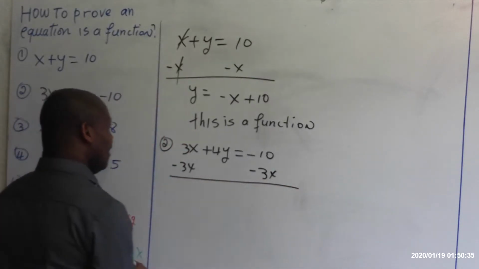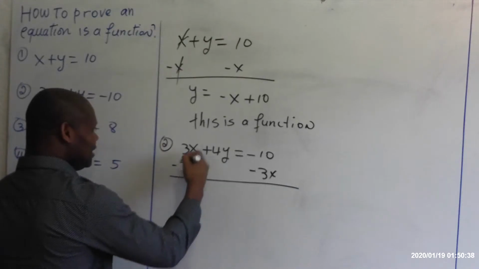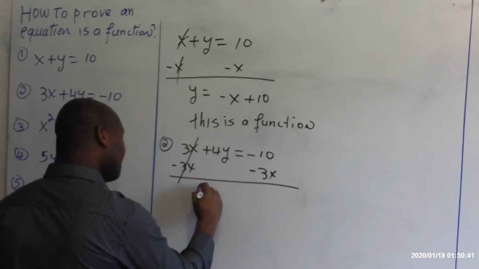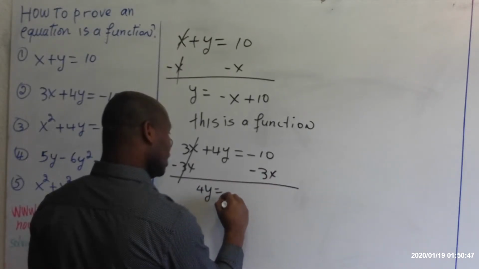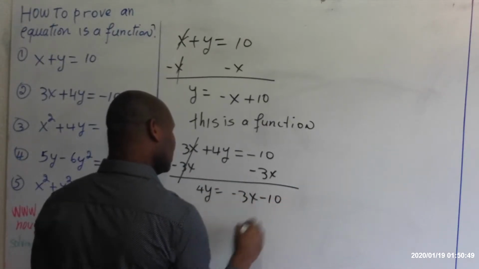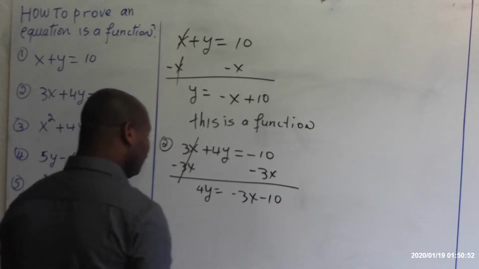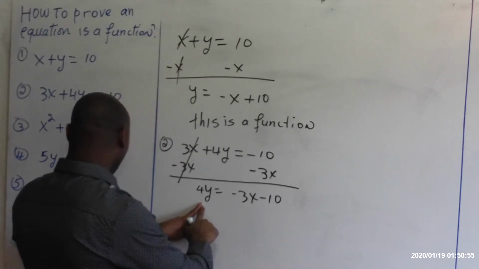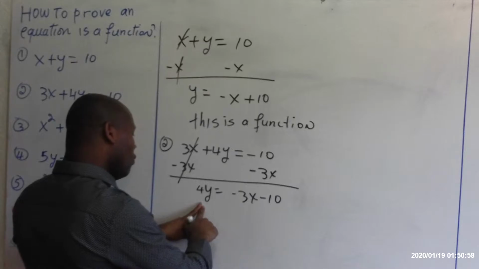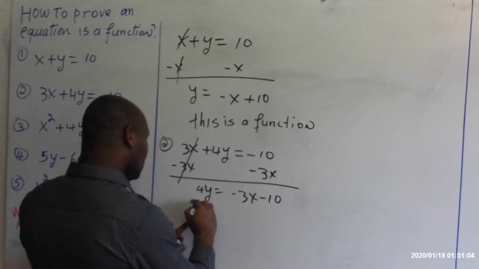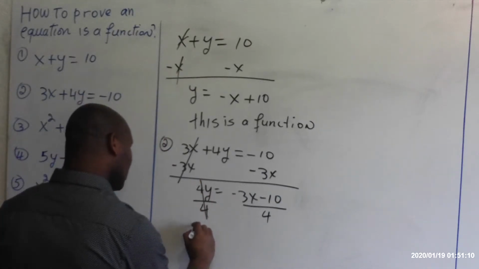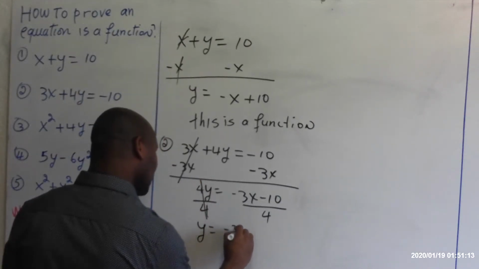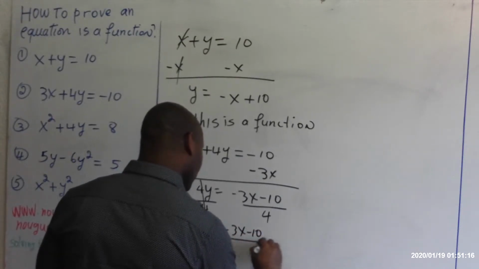So to see what we're going to have: positive 3x, negative 3x, that cancel. Bring down 4y. That's going to be negative 3x plus negative 10. Now, we do not finish yet. We need to solve for y because the rule says solve for y. So in order to solve for y, you need to divide both sides by 4. So we get y equals negative 3x minus 10, over 4.